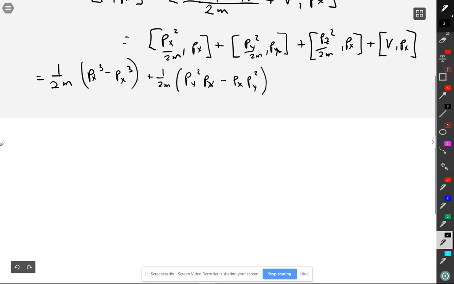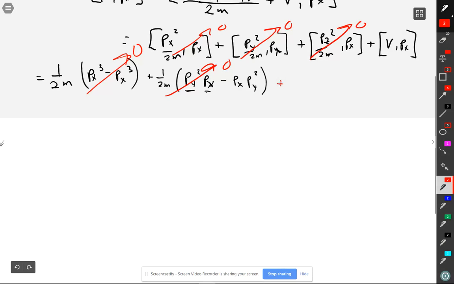And since this is only a function of y and this is only a function of x, those are going to commute. The x doesn't affect the y and vice versa. And I'm not going to show the third one because obviously z and x is going to be the same as y and x. So we have 0, 0, 0. And then I'm going to have VPX minus PXV.